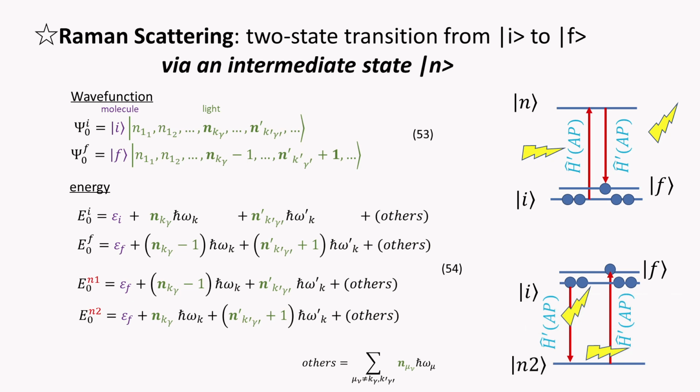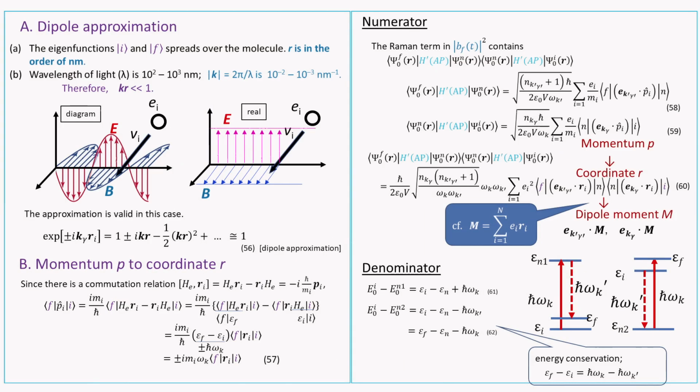Actually, it's difficult to consider the energy state lower than the initial state. So this is a mathematical possibility. But anyway, we need to consider both possibilities when we consider the formulation. And this page lists many equations, but please catch the idea.